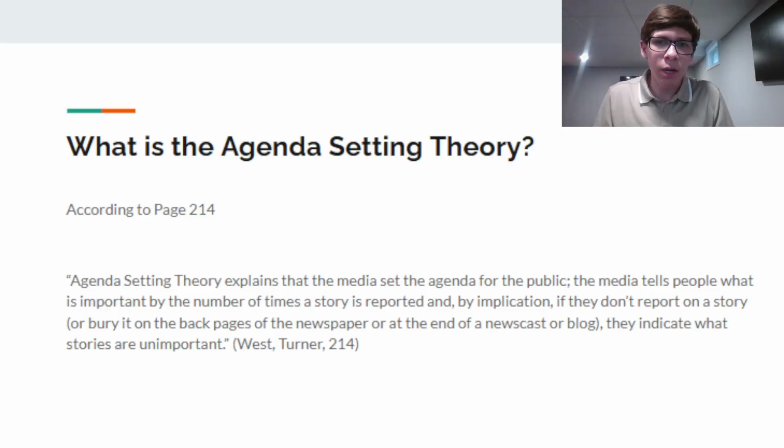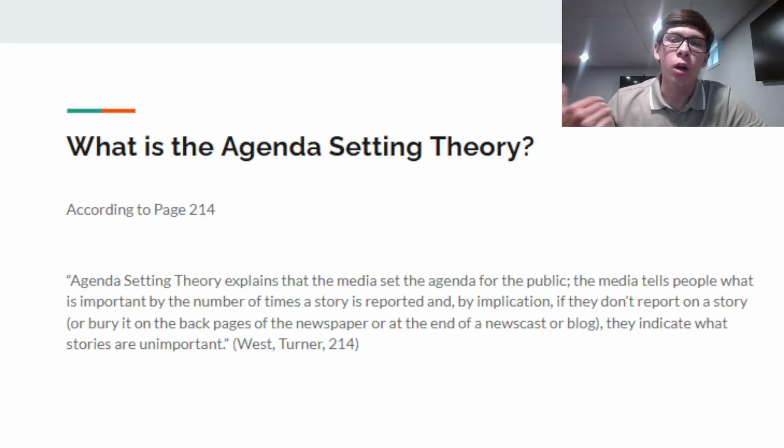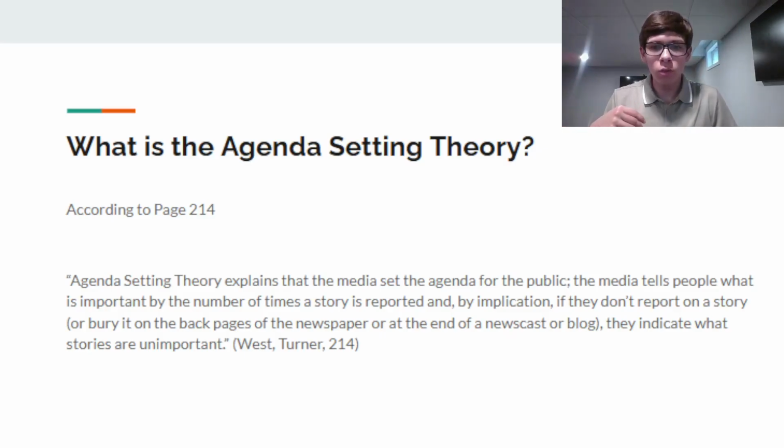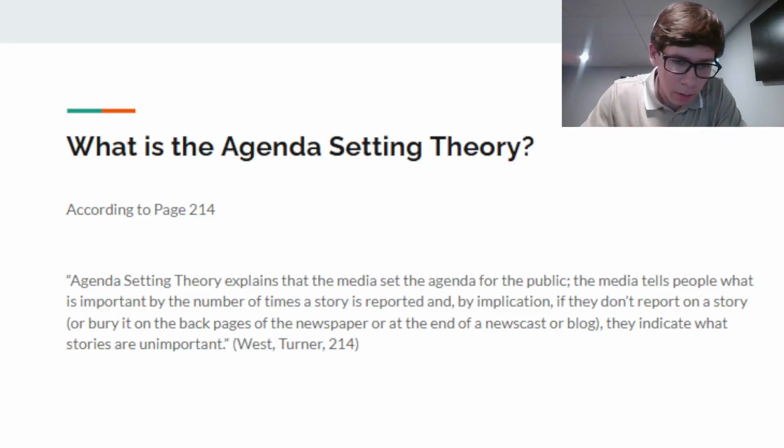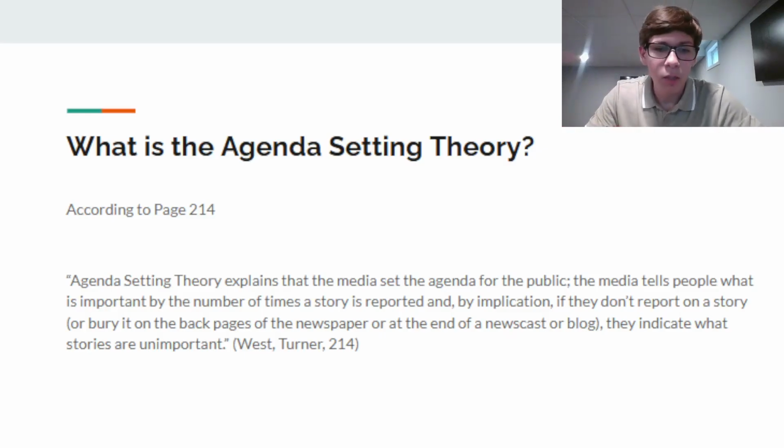So, according to our textbook and page 214 in specific, the agenda setting theory explains that the media sets the agenda for the public. The media tells people what is important by the number of times a story is reported, and, by implication, if they don't report on a story or bury it in the back pages of a newspaper, they indicate what stories are unimportant. So, to put it in simpler terms, the agenda setting theory is an idea used by the media to promote specific stories, and these promoted stories are seen as the most important by consumers of that media channel.